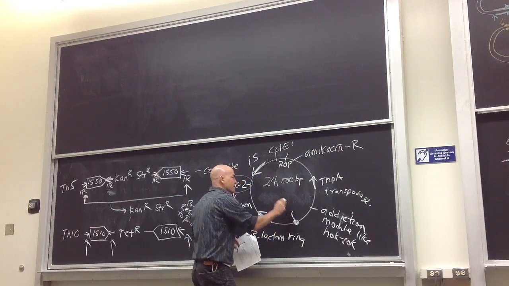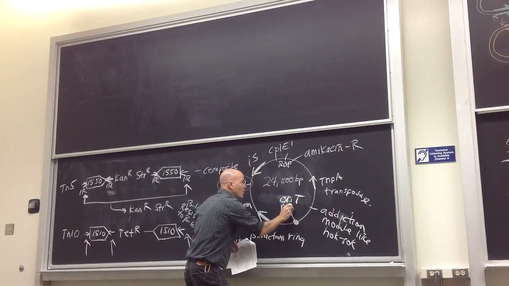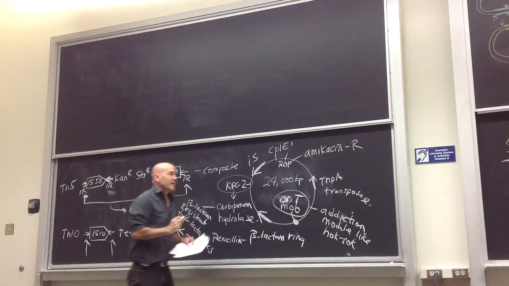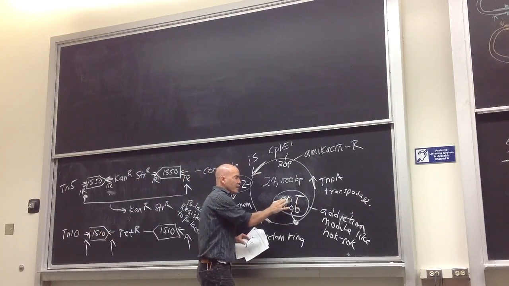It's got what's called an ORI-T, also known as MOB. Very well-known sites. ORI-T or MOB. And we'll talk about those. That's an origin of transfer. We're going to find out.